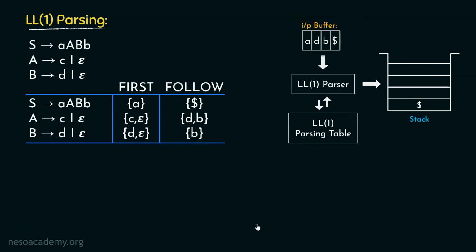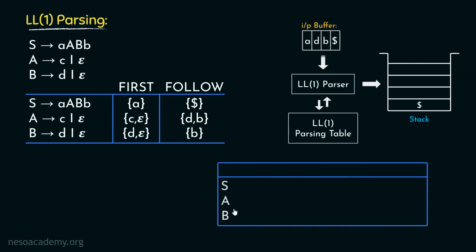Let's now construct the LL1 parsing table. So these are all the non-terminals S, A and B. Let's now find out the terminals involved in this grammar. So the terminal symbols are a, b, c, d, and alongside all these, we are also going to include the symbol dollar as a terminal symbol.